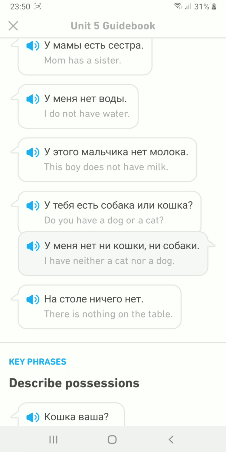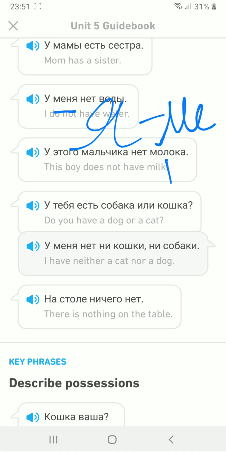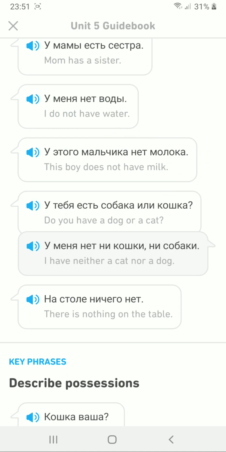But sometimes there are more, because like у меня, this possessive form, it is from я, it becomes меня, yeah. Here we have something more interesting. У этого мальчика. Мальчик without the A is a boy, but in this form it becomes мальчика. У мальчика нет молока. But there's still something more in this sentence.